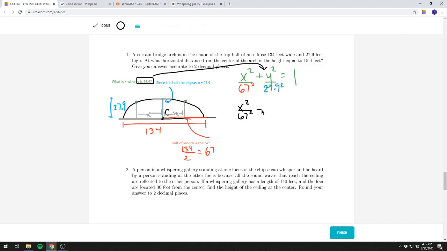x squared over 67 squared plus 15.4 squared, right? Because this is y, so don't forget to square. You're plugging in for y, not y squared. Over 27.9 squared equals 1. I know that's a lot of messy numbers, but you can use your calculator. Just realize that you want to round to 2 decimal places, so make sure you round plenty far as you go through.